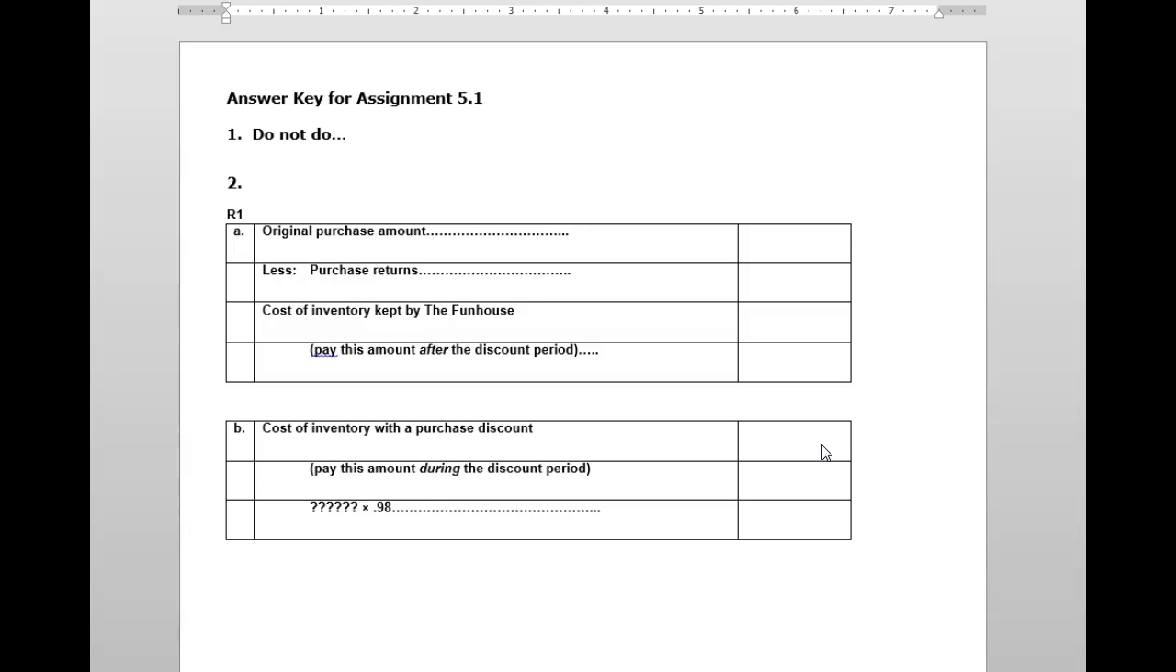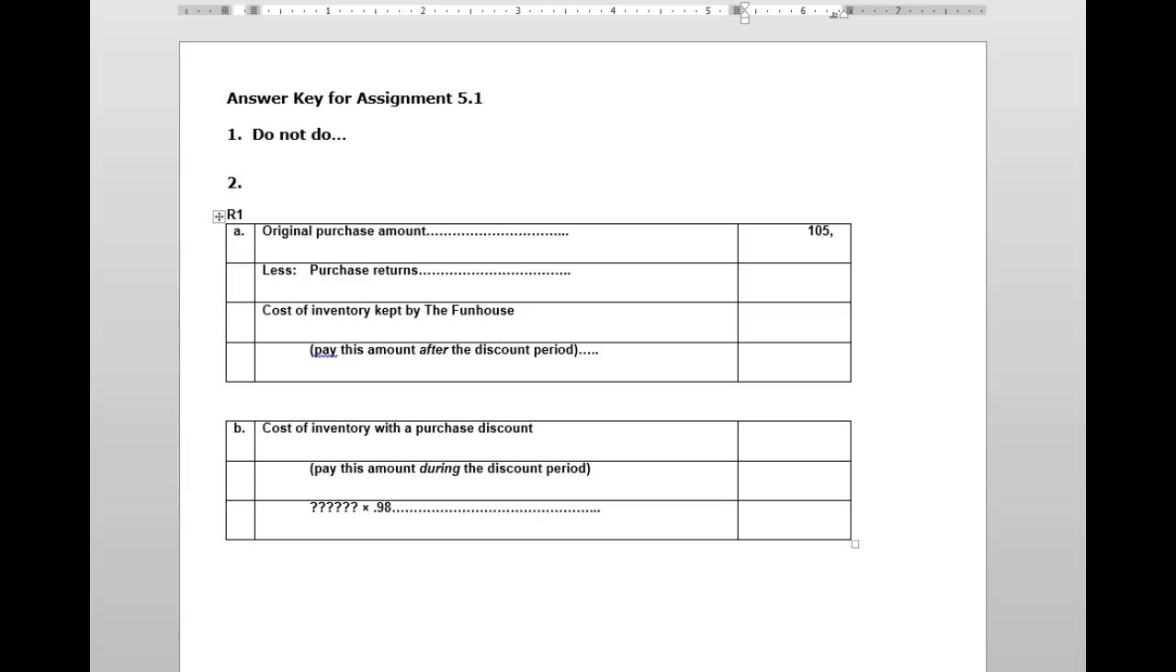They also say that some of the goods are damaged in shipment, so Funhouse returns $10,540 worth. And they're asking you how much Funhouse will have to pay for the toys after the discount period and within the discount period. Well, we've got to set it up. Again, accounting is nothing but organizing. So if we set this up, what did they originally buy?